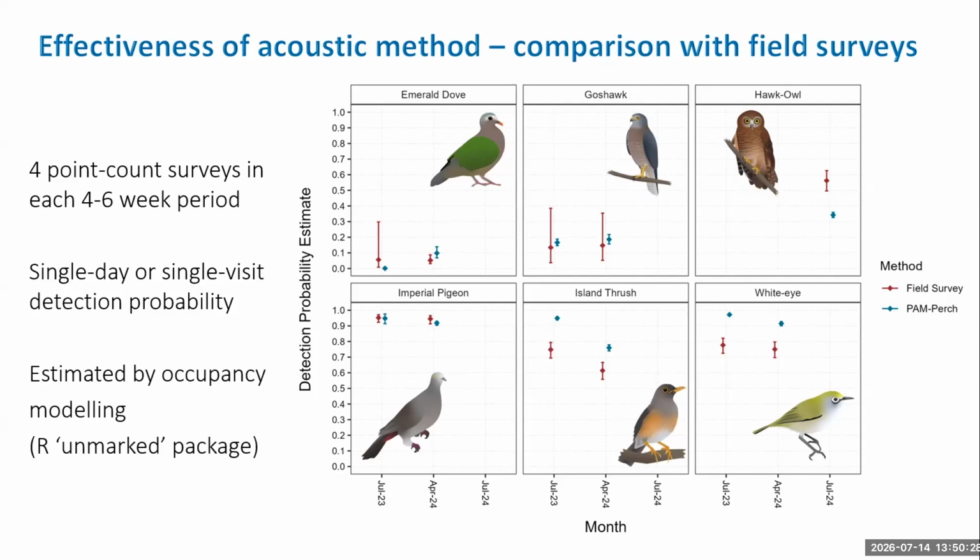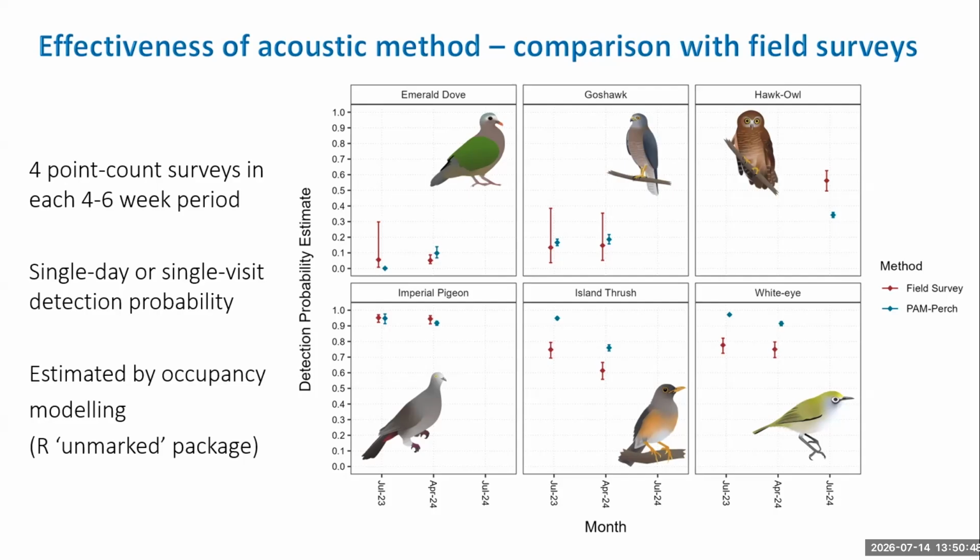And the takeaway from this is that except for the hawk owl, we actually get better or as good detection probability using acoustic monitoring data. And with acoustic data, we get better estimates, so smaller confidence intervals, which is better for occupancy modelling.